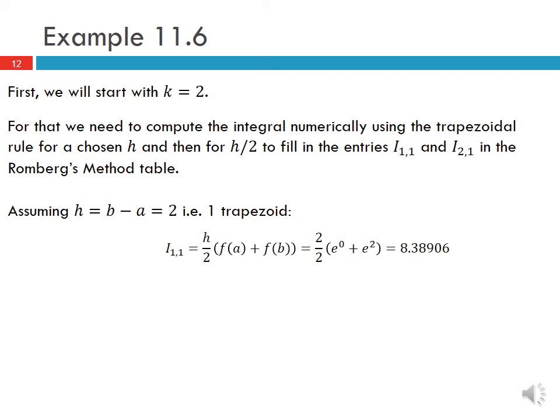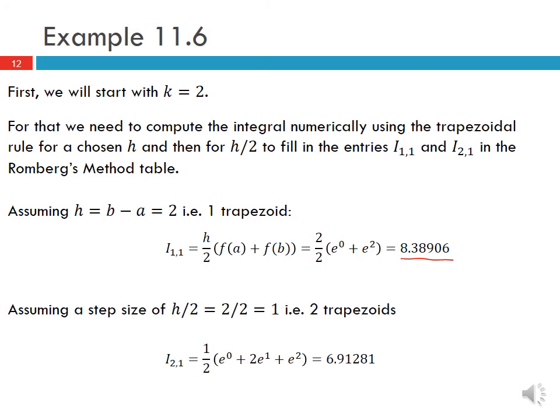interval. This is our estimate using the implementation of the trapezoidal rule with h equal to 2. So for that, our estimate is given as shown here. Then if we halve the step size, so now h is going to equal 1, we have two trapezoids. And we just plug into our trapezoidal formulation. Our estimate for the integral I21 is equal to 6.91281.